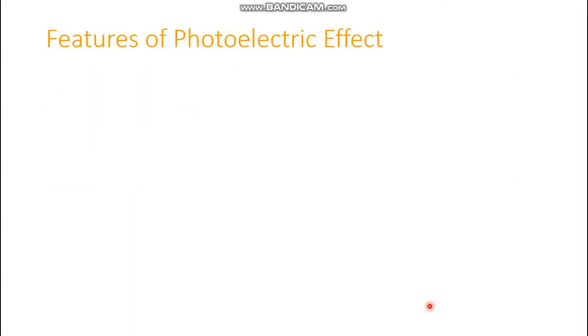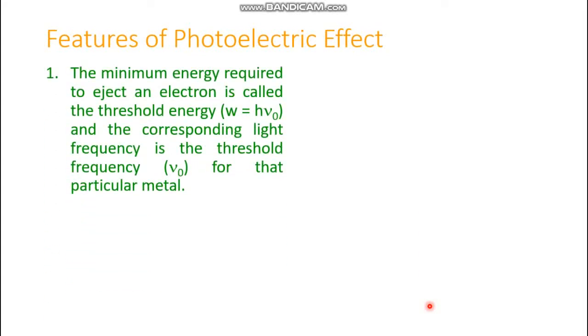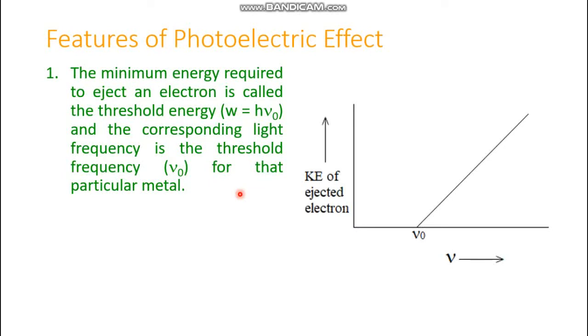Now, what about the features of the photoelectric effect? The minimum energy required to eject an electron is called the threshold energy, which is the work function W. Here it is denoted as h nu 0. Nu 0 is the frequency corresponding to the energy required to dislodge the electron, and that light frequency is known as the threshold frequency. So nu 0 is the threshold frequency for that particular metal. Different metals have different threshold energies as well as different threshold frequencies.